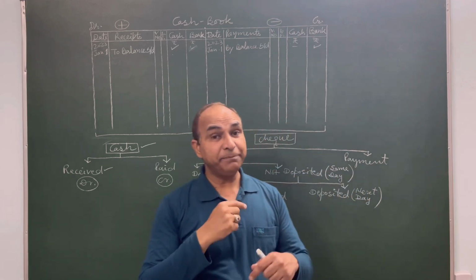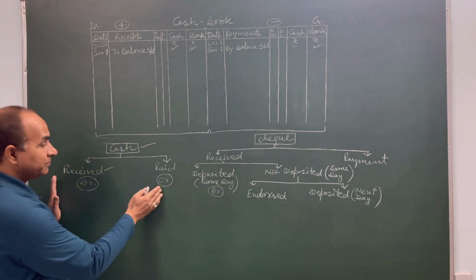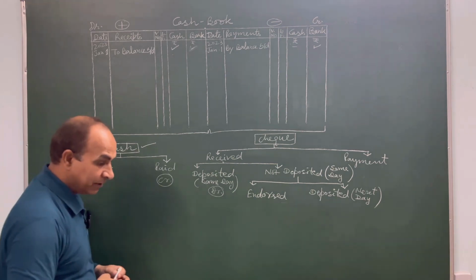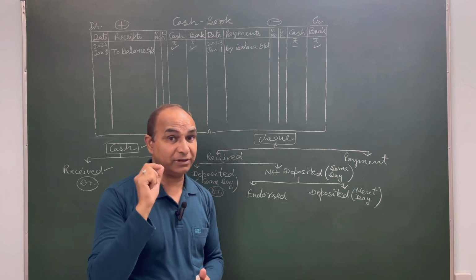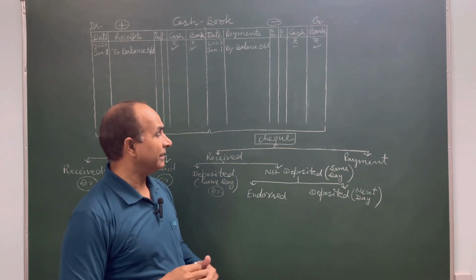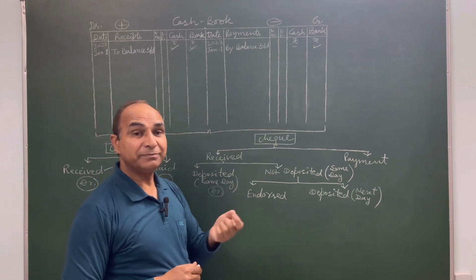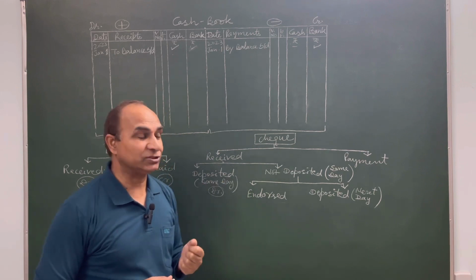If we made payment by cash, that is recorded on the credit side. That should be clear to you. But the main focus is on check transactions. That is a little bit difficult and you need to understand it clearly. I am going to tell you the treatment of checks while preparing a two column cash book.